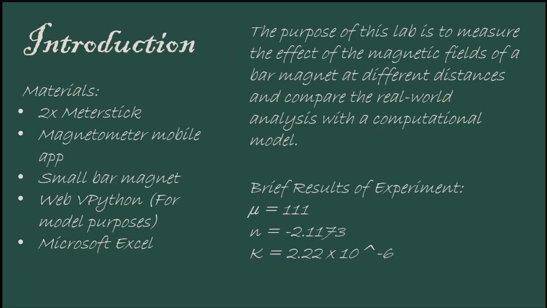Introduction. The purpose of this lab is to measure the effect of the magnetic fields of a bar magnet at different distances and compare the real-world analysis with the computational model. The materials we used were 2 meter sticks, a magnetometer mobile app, a small bar magnet, WebVPython for model purposes, and Microsoft Excel. Here are some brief results of the experiment. The value for mu was 111, the value for n was negative 2.1173, and the value of k was 2.22 times 10 to the negative sixth.